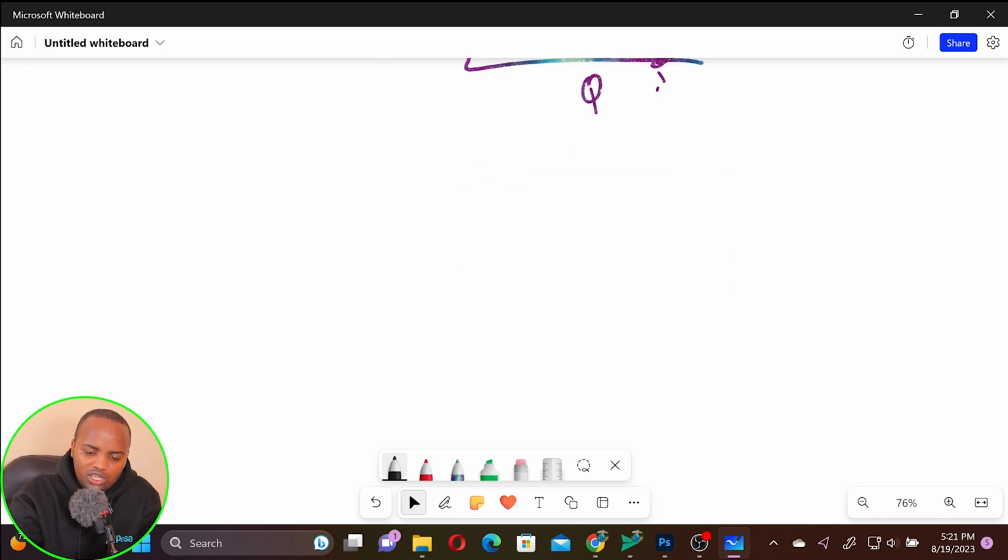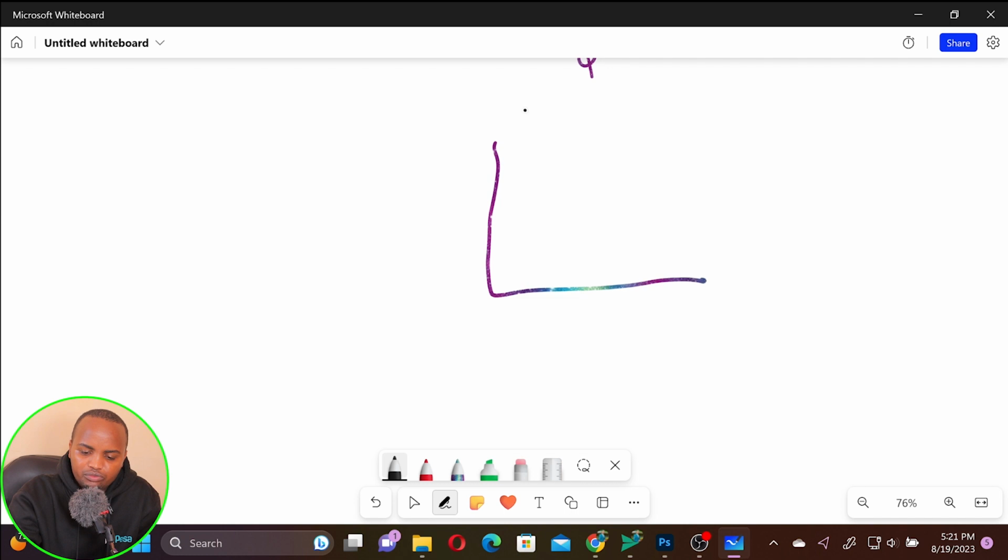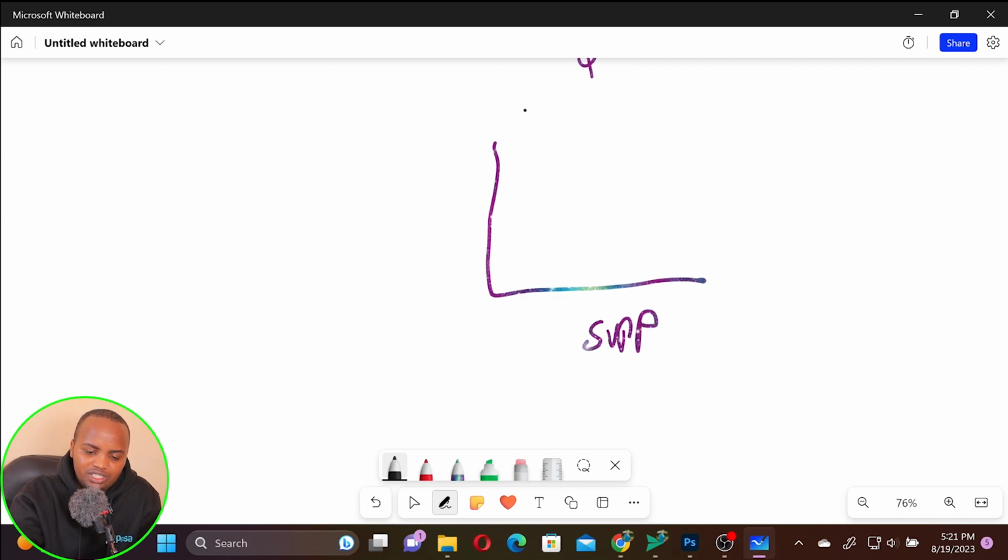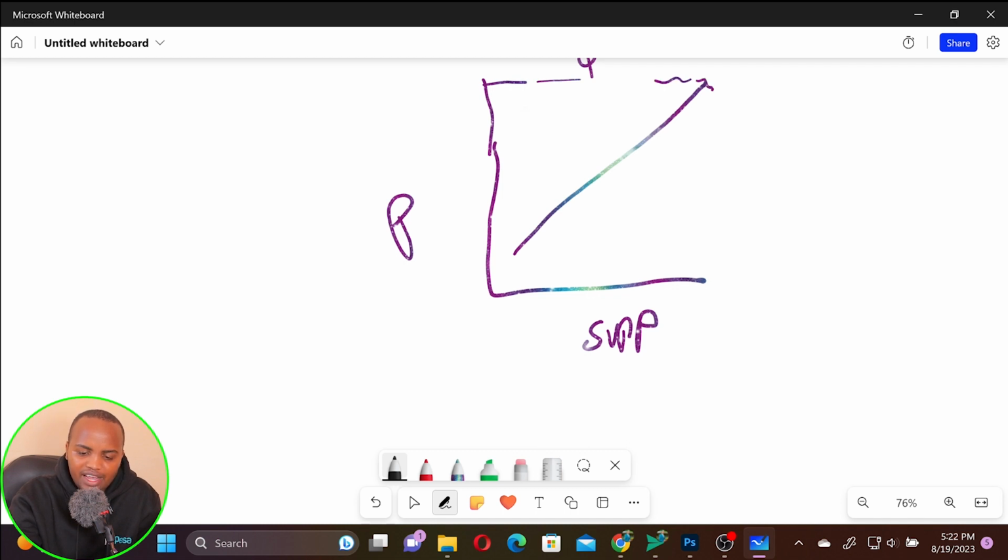Now, when it comes to supply, this is the supply curve. It is drawn like this. When the price is very high, that is the time we have high supply in the market. People supply more to the market when the price is very high.